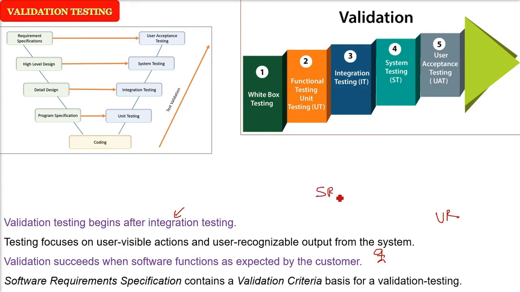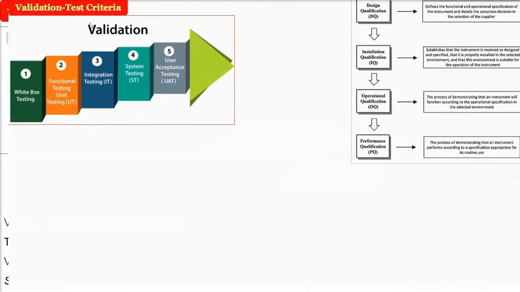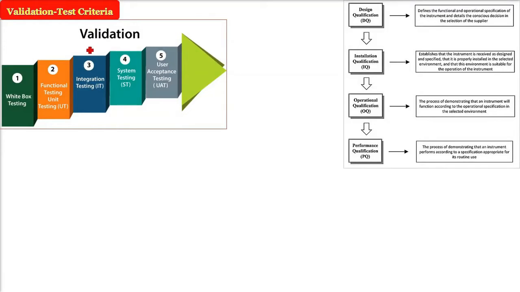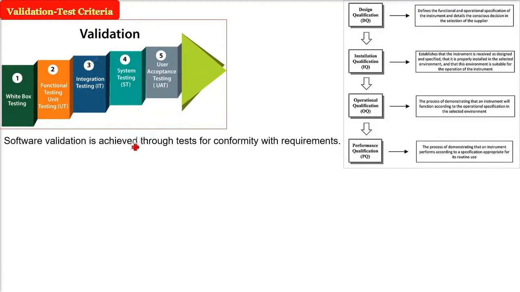Most of the time we make the SRS, software requirement specification. It may contain a validation criteria, and this may act as a basis for the validation testing. So there are certain validation test criteria. Software validation is all about conformity with the requirement. What are the user requirements? What is given in the SRS? Are we fulfilling it? Has all the use case been covered?